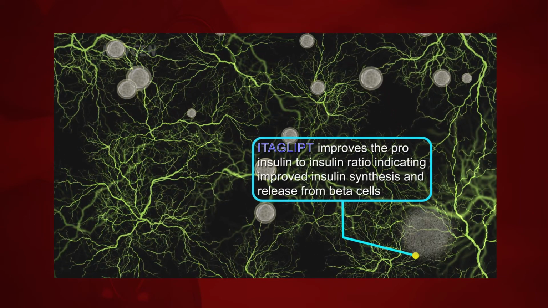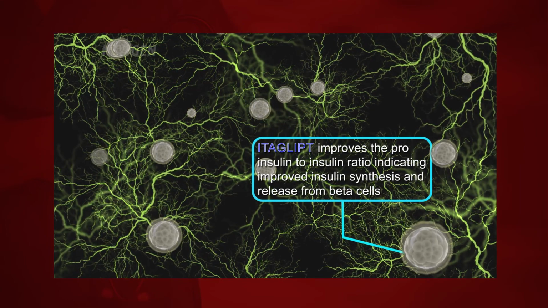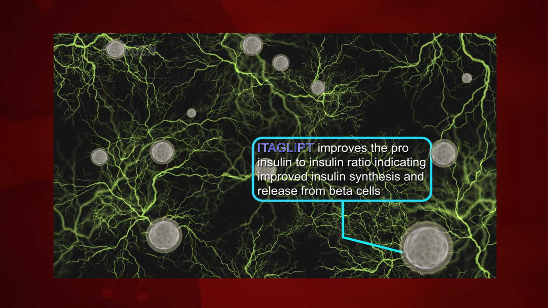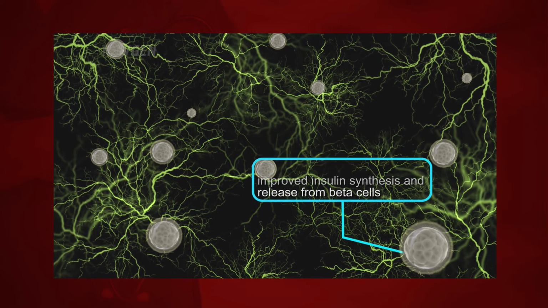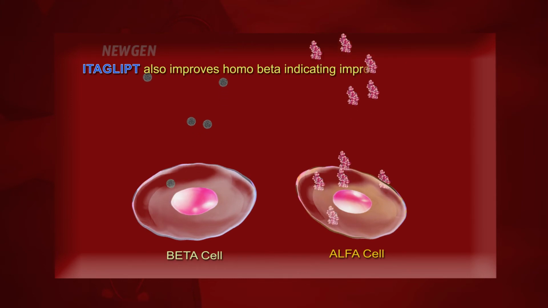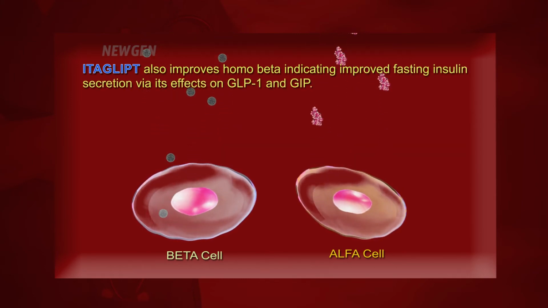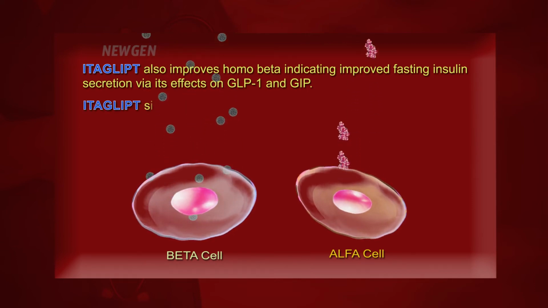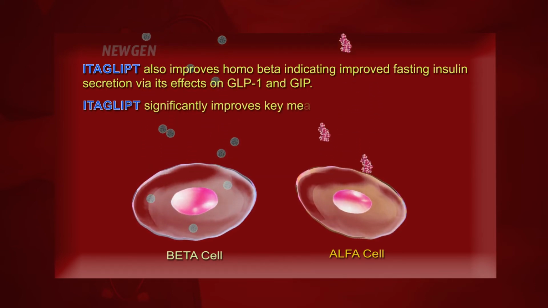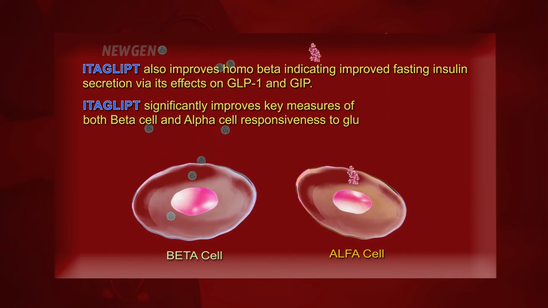Sitagliptin improves the proinsulin to insulin ratio, indicating improved insulin synthesis and release from beta cells. Sitagliptin also improves HOMA-beta, indicating improved fasting insulin secretion via its effects on GLP-1 and GIP. Sitagliptin significantly improves key measures of both beta cell and alpha cell responsiveness to glucose.